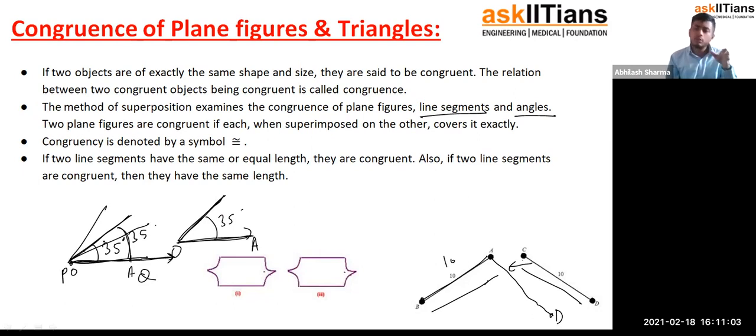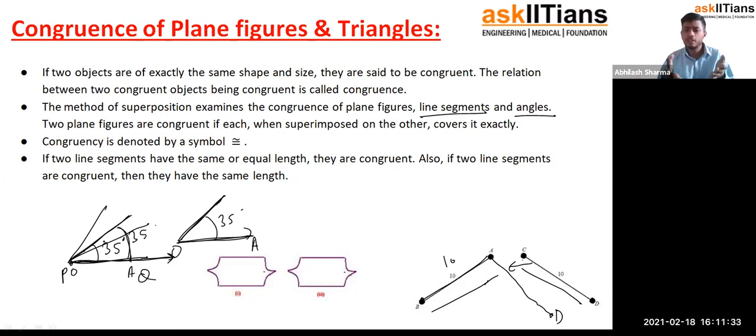So, as far as congruence of line segments, points, and angles is concerned, it is very easy. Two points will always be congruent. Two line segments will be congruent as long as their lengths are equal. Two angles will be congruent if and only if their measurements are equal. That's it. Two plane figures are congruent if each, when superimposed on the other, covers it exactly.